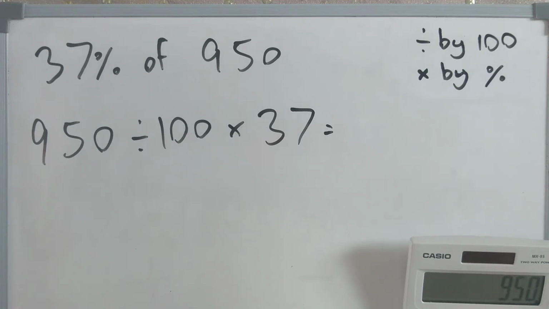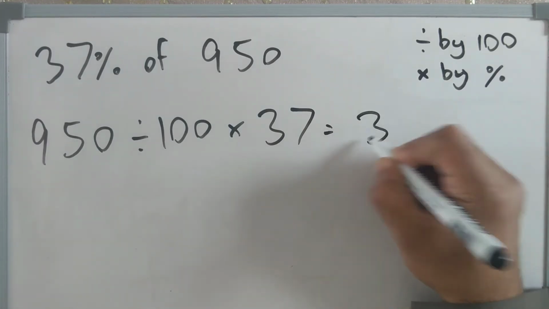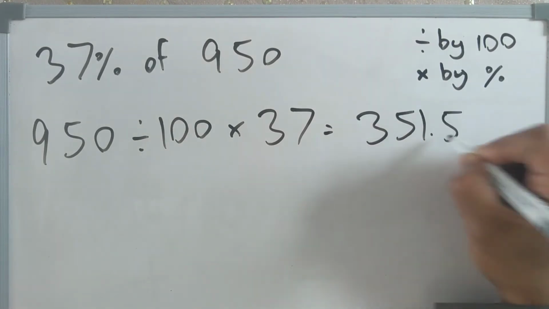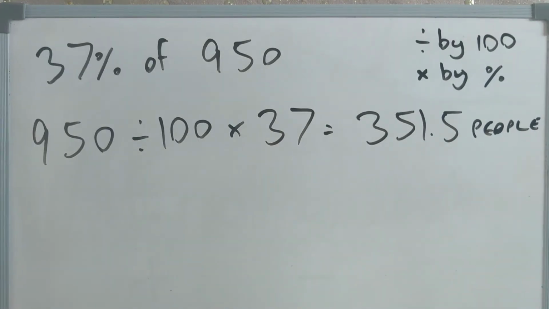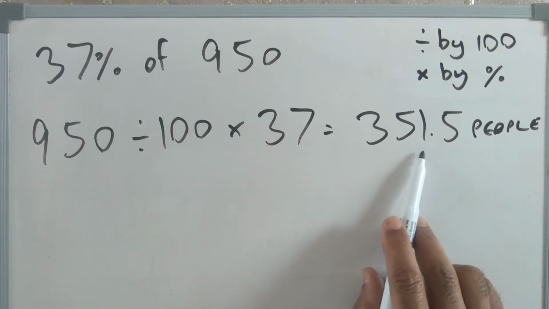$950 divided by 100 times 37 equals 351.5 people. So this is interesting. You won't come across this if you're doing level 1, but possibly at level 2 you might come across an answer like this, where you're talking about, for example, number of people, and it says 351.5 people.